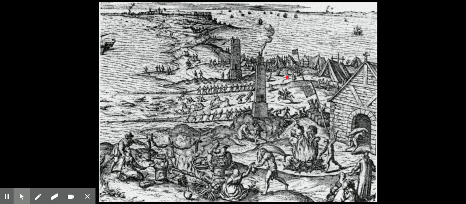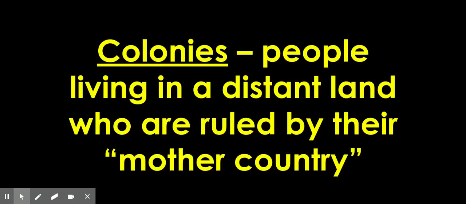Now, at first, there was no intention to actually stay there. These were just like temporary, like you're going camping, you're setting up these places. As time went on, however, they started to become more permanent fixtures, and people started coming over not just to spend a few months, but they started coming over to live. Now that takes a little while, but it slowly, gradually happens. And this is called colonization, and it leads to colonies.